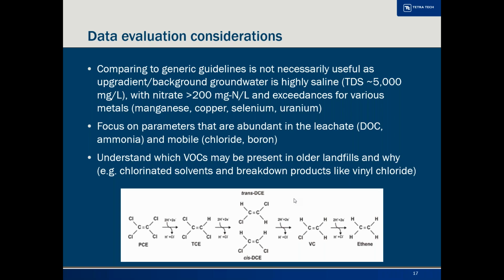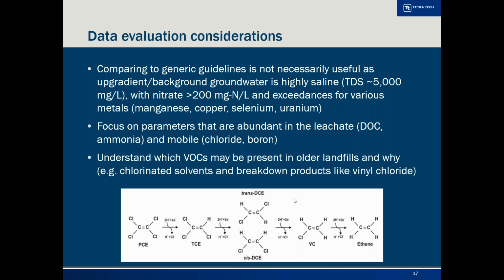So what you want to look at is parameters that are abundant in the leachate, which is the dissolved organic carbon, ammonia, and hopefully are mobile, like chloride and boron. You also need to understand which VOCs, volatile organic compounds, are present in all the landfills and why they are there. Chlorinated solvents were way more used in the 70s and 80s than they are used now, and in every closed landfill you see those compounds.